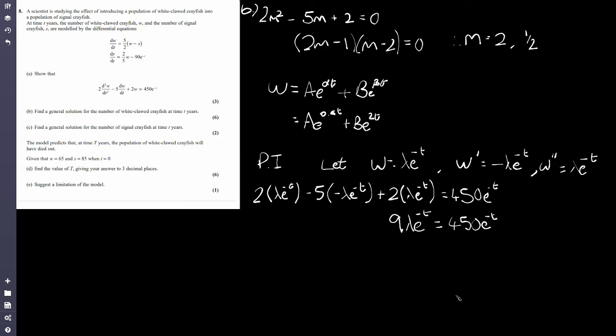So finally now we can work out a value for lambda, and this will give us our solution. We don't even need to divide both sides. It's going to be 9 times something to give us 450, or if you just divide it, you get your value for lambda. Therefore lambda must be equal to 50. You divide 450 by 9, you'll get 50.